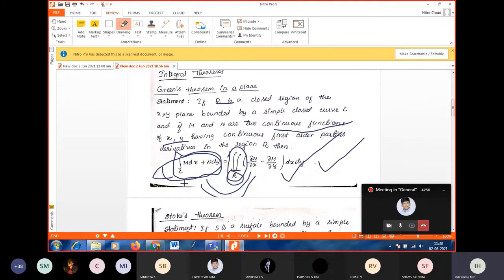We are converting a single integral to a double integral, or vice versa, converting a double integral to a single integral. Okay, is that clear?